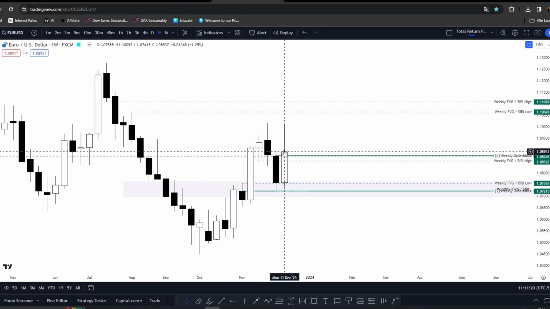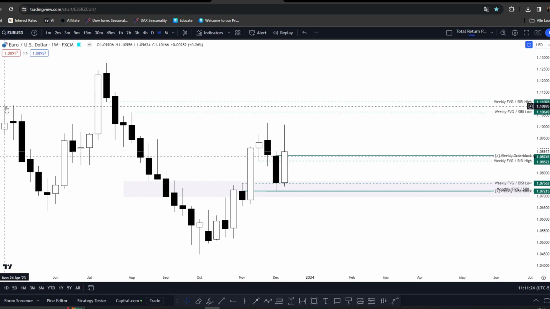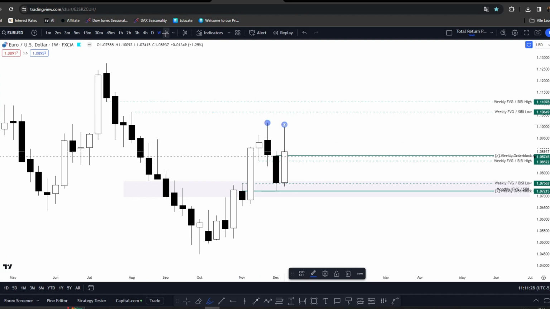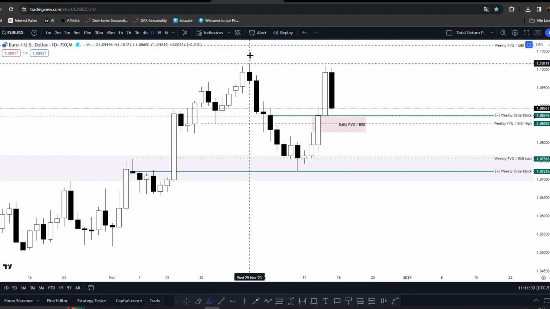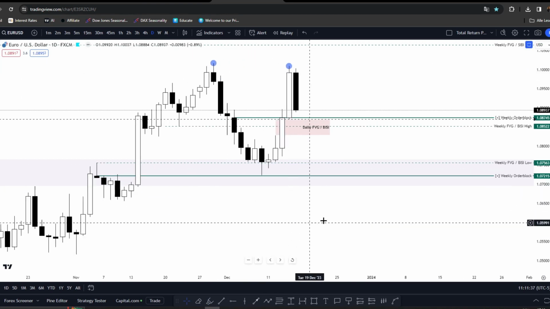Didn't really like the close last week. We left a huge wick to the upside, but this has also created equal highs, as you can see here on the daily chart. Equal highs, buy side liquidity is there. Same problem as with the dollar.